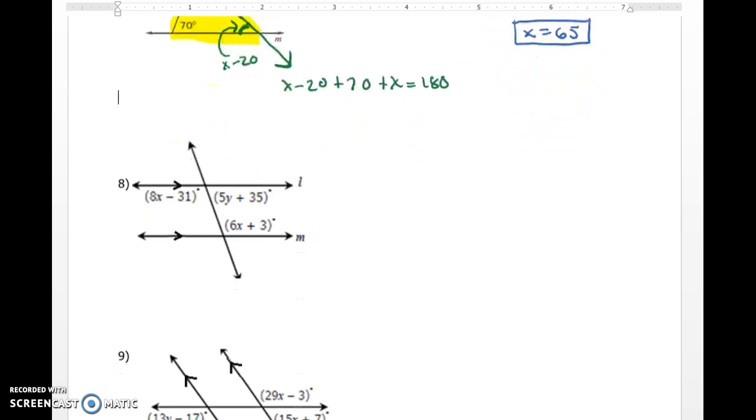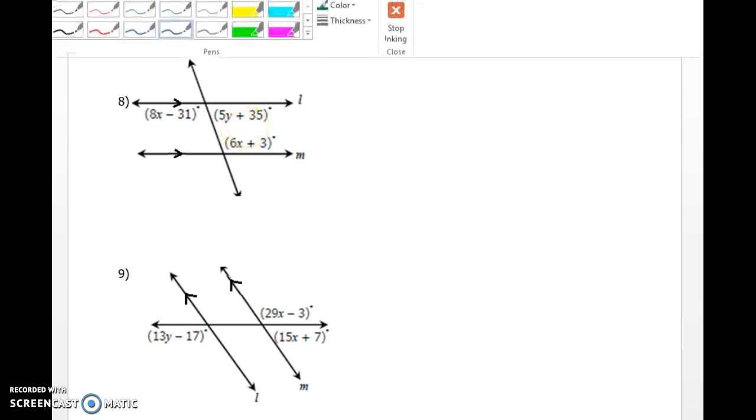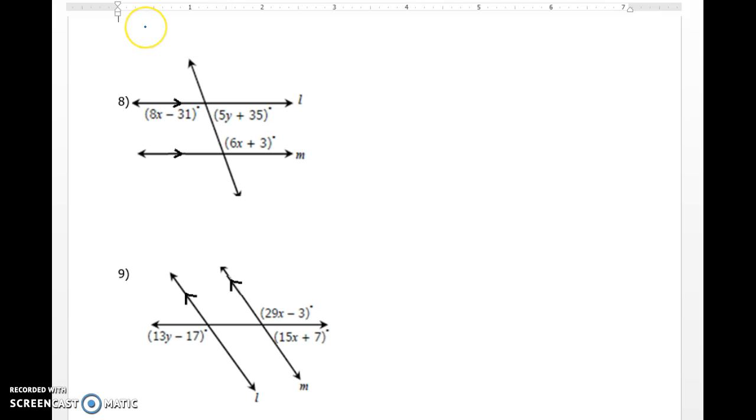Okay, now for number 8, and actually for number 9 as well, you're going to have to solve for one of the variables and then plug it back in to find the value of the other variable. So, for example, for number 8, we're going to first use the fact that 6x plus 3 and 8x minus 31 are alternate interior angles, so we would set those equal to each other. Once you get your value for x, you're going to plug it back in and then use the fact that these angles sum up to 180, or these angles sum up to 180. These would be a linear pair.